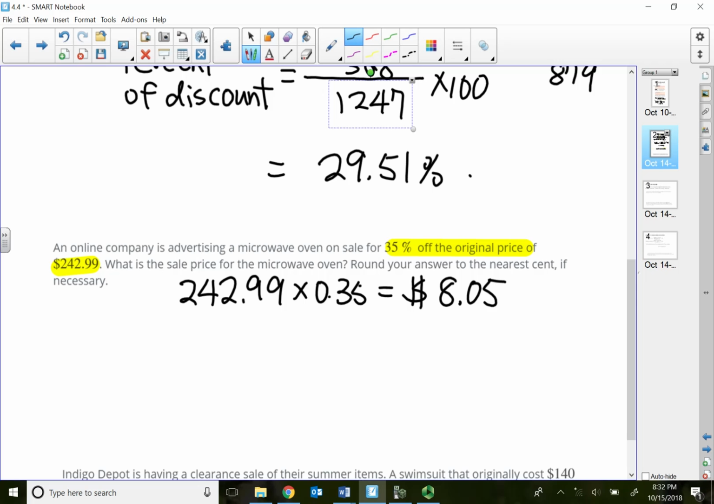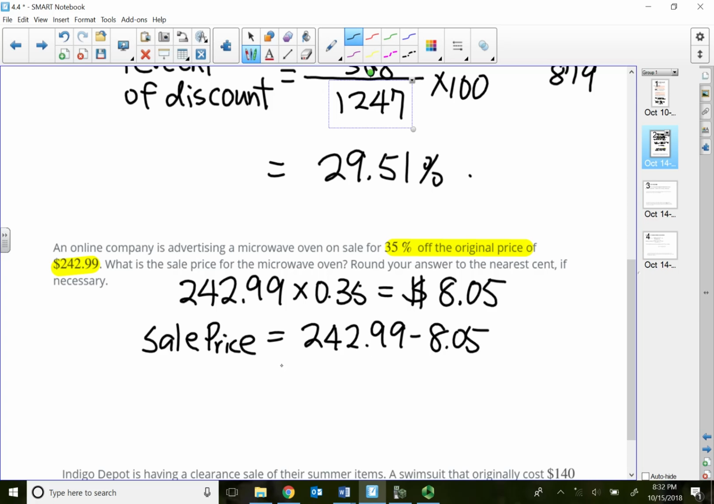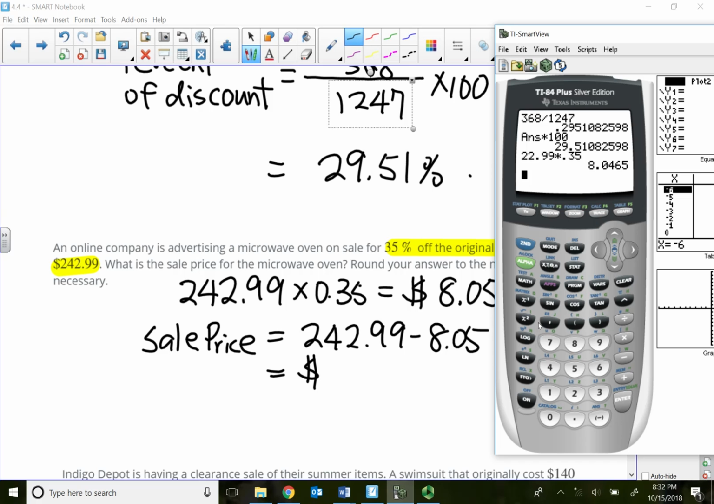All right, that's how much money I'm getting off. So my sale price is basically the price I'm going to pay, which is $242.99 minus $8.05. Oh, I messed up here. It should be 242.99 times 0.35. I was wondering why I was short. That's $85.05.